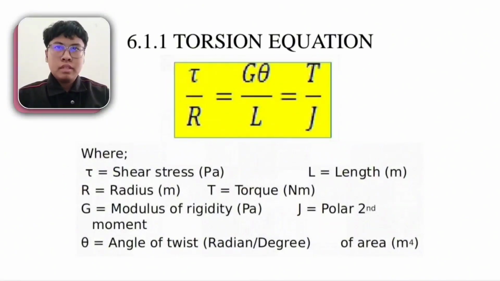6.1.1 torsion equation, where the equation is tau over R equals G theta over L equals T over J, whereas tau is shear stress, R is radius in meter, G is modulus of rigidity, theta is the angle of twist, L is length in meter, and J is polar second moment of area.